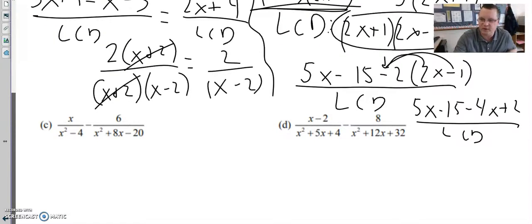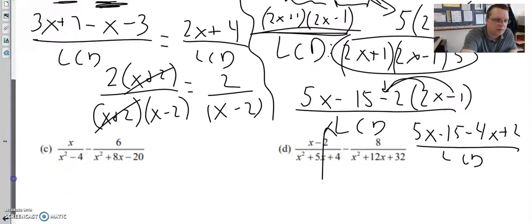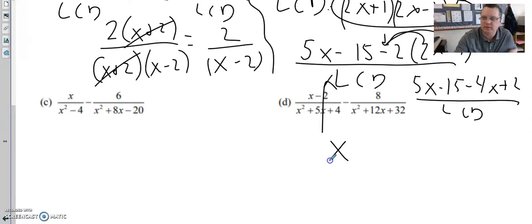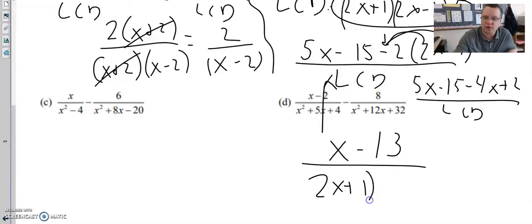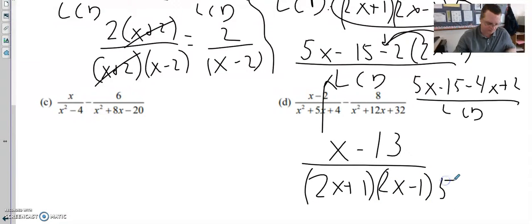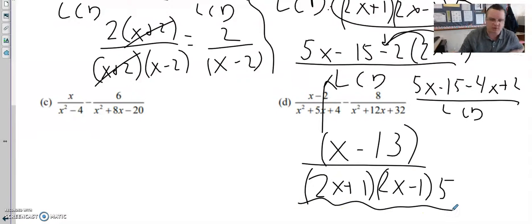And then combine like terms, you have an x minus 13 all over the LCD of 2x plus 1, 2x minus 1 times 5. And that's it. You leave it just like that because nothing is going to cancel. You can leave it. Sometimes they multiply that out.